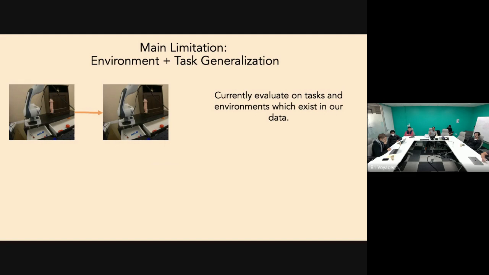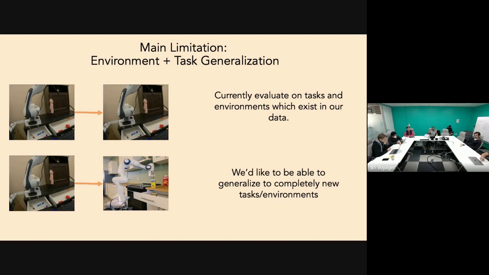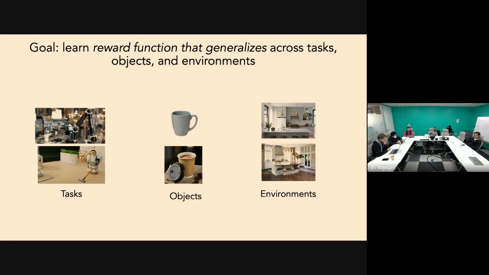This is actually something that quite a few questions have brought up, right? Which is that this is still very much tied to the tasks and environments which exist in our data. So we have this robot operating over this desk, opening drawers and cabinets. Those are the sorts of tasks which the reward will be good for because that's what's in the data. When really what we might like is to be able to take the robot to a kitchen or something and have it put things in a drawer, right? And thinking back to our original goals of generalist robots, we really want a reward function that can also generalize across tasks, objects, and environments.